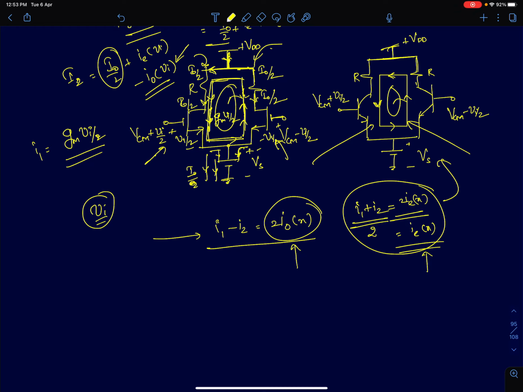Now we will compare this to a current biased differential pair and similarly draw all these interesting conclusions about how the input gets distributed and what the currents I1 and I2 are.